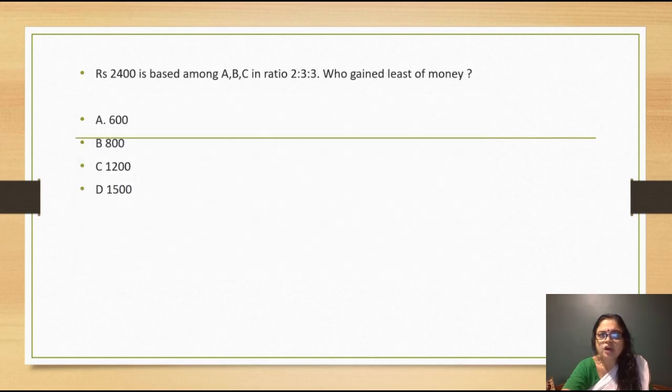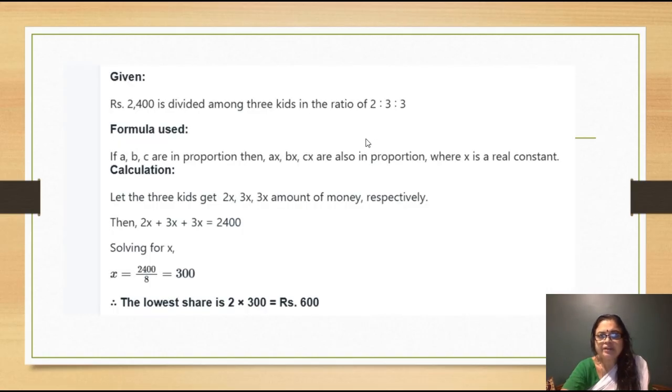Next one. Rupees 2400 is distributed among A, B, C in the ratio 2:3:3. Who gained the least money? You are given only 4 options. The ratios of the second and third are the same. So if you express in terms of a quantity x, you can express as 2x, 3x and 3x. The sum of all these is equal to rupees 2400. Solving for x, you get 300. So the lowest share is 2x, 2 into 300, which is rupees 600.